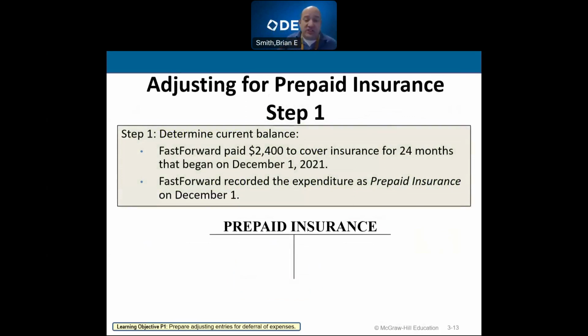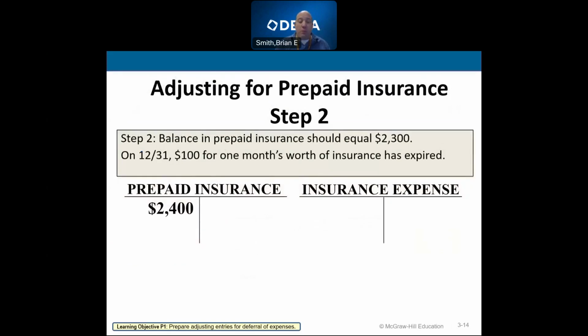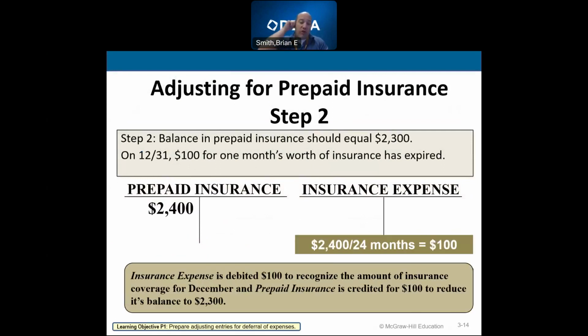So that is our journal entry that we would have done before. So here's your $2,400. That's what we paid, okay? But now we're going to have to expense this because we've gone through 1 month. It's now December 31st. So what we do is we take that $2,400 and divide it by 24 months, which is going to give us $100 per month. So what we need to do is reduce our prepaid insurance by $100, and we're going to increase our insurance expense by $100.